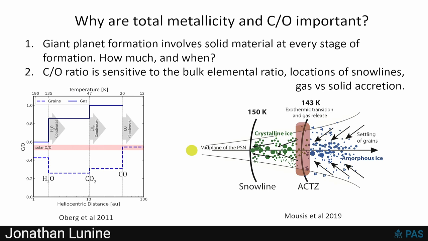It's from a paper by Mousis et al. And what it shows in a conceptual sense is the radial drifting inward of pebbles. Those are small solid bodies that are affected by gas drag in the protoplanetary disk. And if those pebbles are loaded with volatiles, CO, N2, CO2, and so forth, as they pass through the region where amorphous ice is converted to crystalline ice, then poof, the volatiles are released into the gas phase because the crystalline ice cannot hold as much volatile material as amorphous ice can.